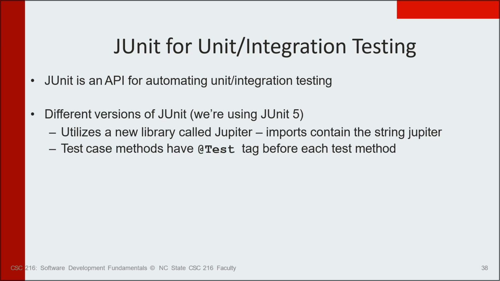So JUnit is just a thing that is provided for you. It's an API for automating unit and integration testing. There are different versions of JUnit. In this video, we've used JUnit 5, which uses this new library called Jupiter. And the test case methods have that @Test tag before each test method. So that's just what we're going to use for the rest of this class.